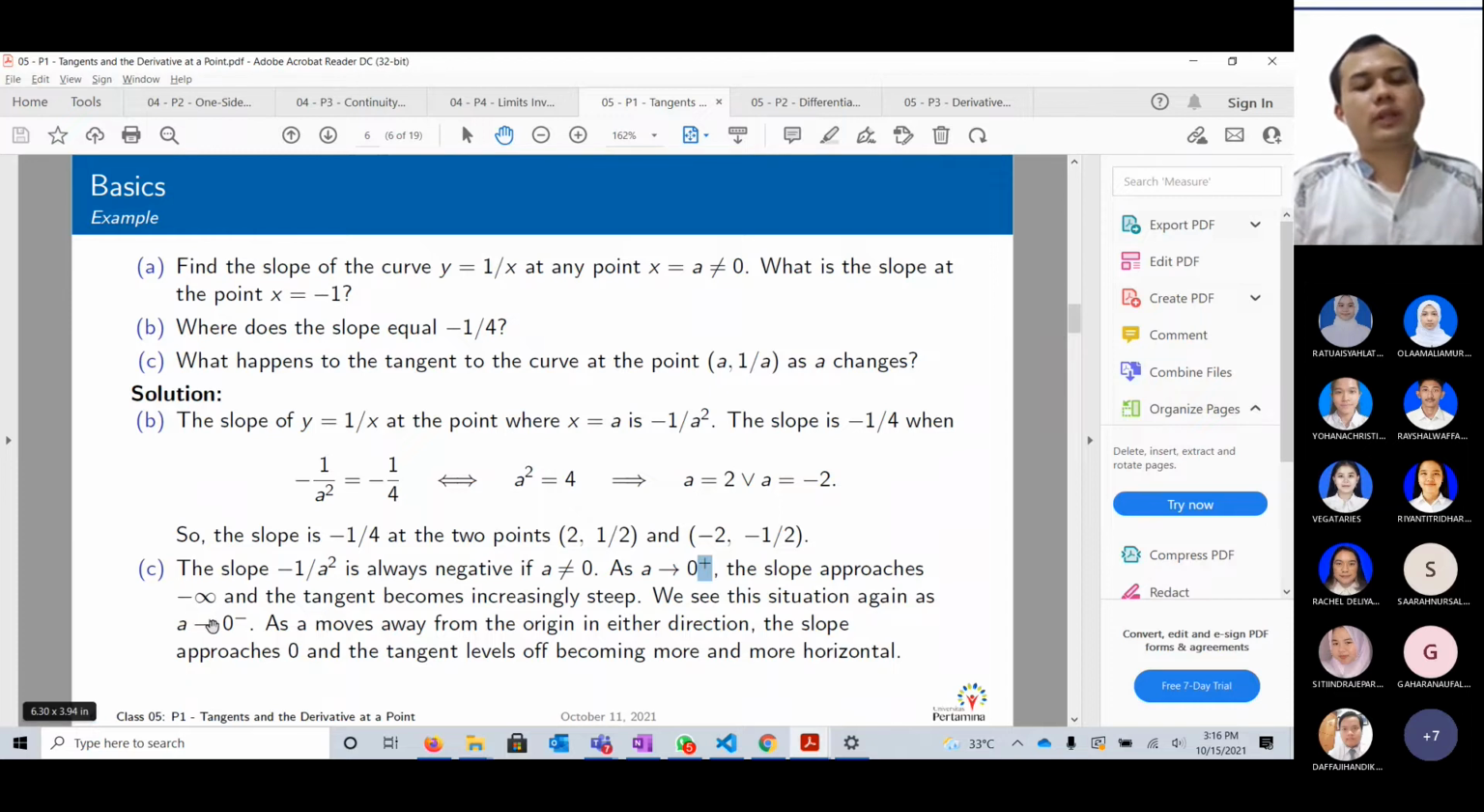Now as a goes to 0 from the left, we have that the slope also approaches minus infinity. Jadi dari sebelah kiri pun, ya, kemiringannya itu akan selalu menuju negatif tak hingga. Sehingga garis singgungnya itu akan semakin seperti garis vertikal.